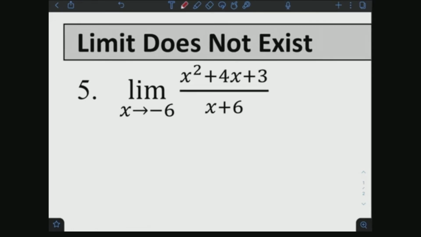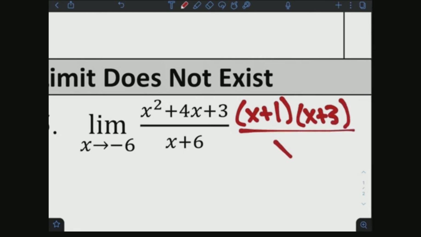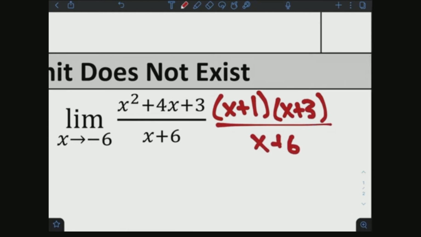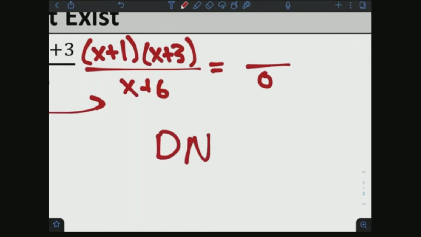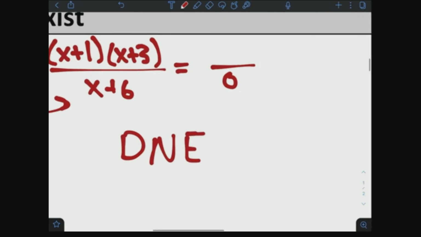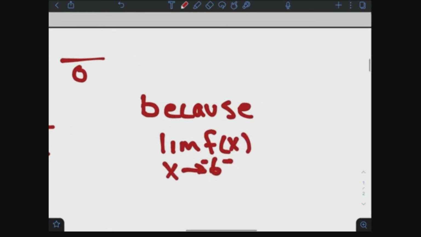So this is a bit similar to the first one, but also a bit different. You're going to see why. You're going to notice that even after factoring, once you plug in -6 into the equation, you're still going to come out with an answer that does not exist. So since the answer does not exist, you're going to put does not exist, because the limit of f of x as x approaches -6 from the left does not equal the limit of f of x as x approaches -6 from the right.